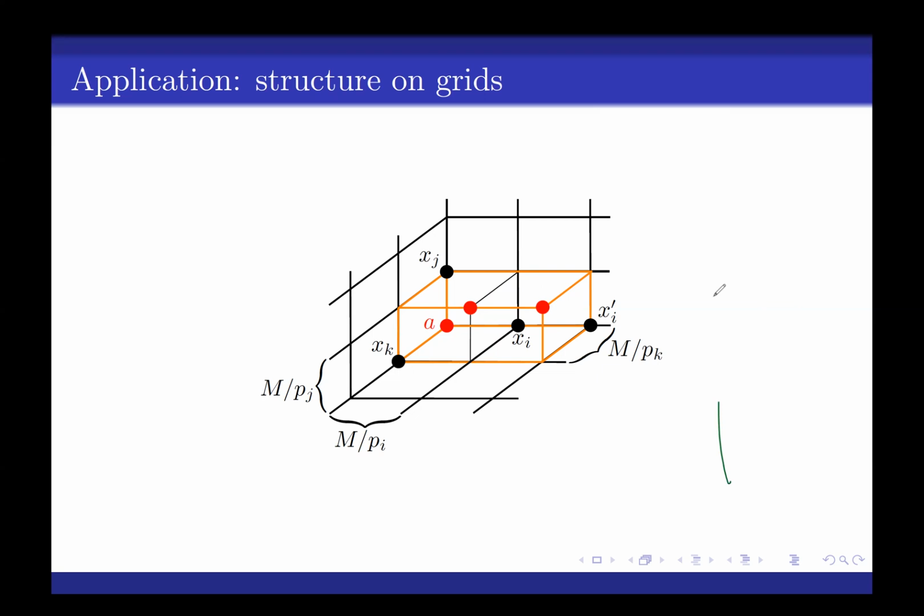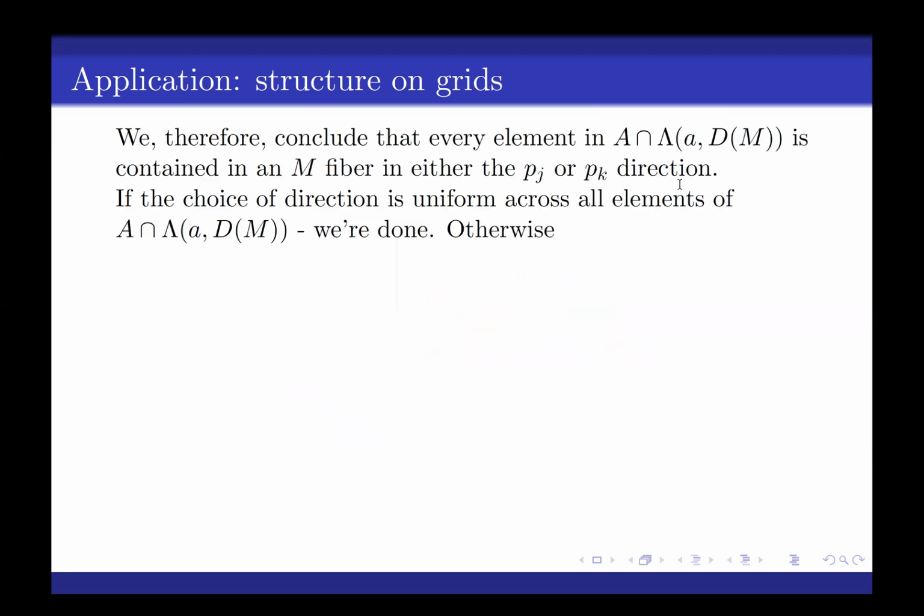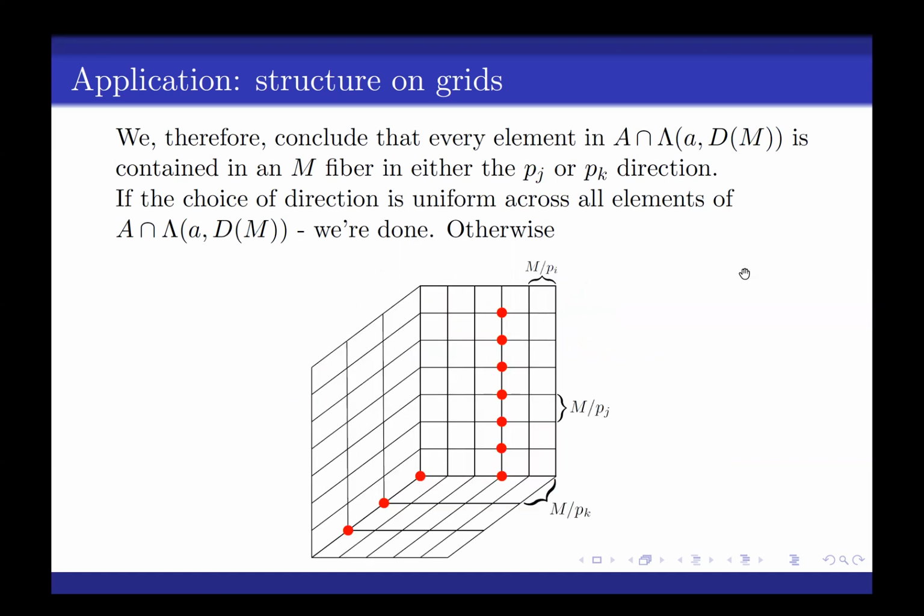Sorry. So what we just proved is that all the elements of A have to belong to an M fiber in either the PJ or the PK direction. Now, if on a fixed grid we have a uniform choice of the direction, we're done. Otherwise, we would have to have a picture like that, two fibers in two perpendicular directions. But in this case, again, we have two elements at distance M over PI from one another, which is, again, not allowed. Okay, so that concludes the proof.